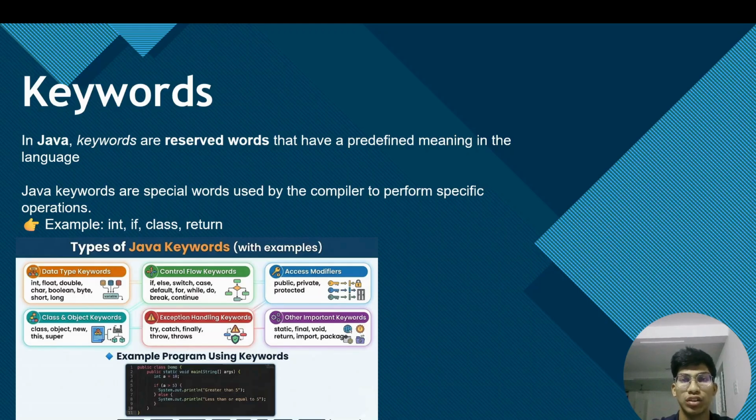Data type keywords. Data types describe the type of the data stored in a variable. Some of them are int, float, double. Control flow statements: if, else, and access modifiers: public, private.